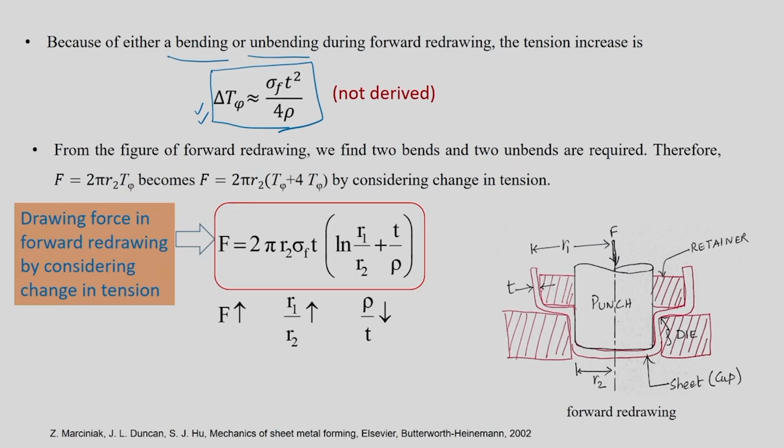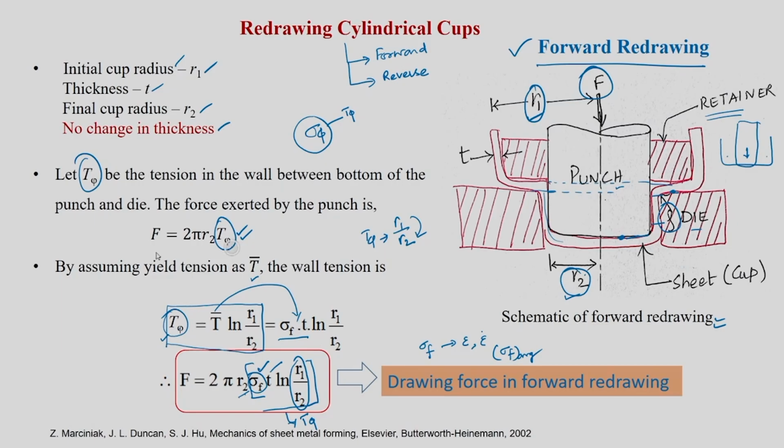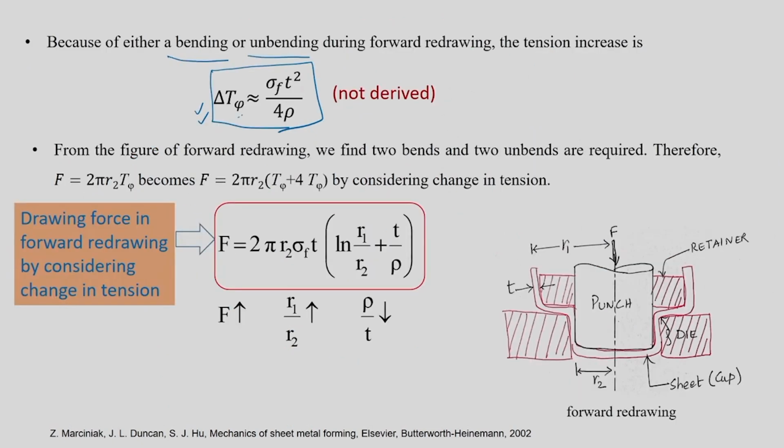Now this delta T phi is going to be added to this T phi to get f. So, f is equal to 2 pi r2 into T phi plus delta T phi. But there is one small thing: in this forward redrawing, if you see the same schematic, bend and unbend together are actually equal to 4. You have one bend and then unbend, another bend, another unbend. One bend is happening here, and then that fellow is unbending, another bending, another unbending. By considering all this, we find 2 bends and 2 unbends are required in this forward redrawing.